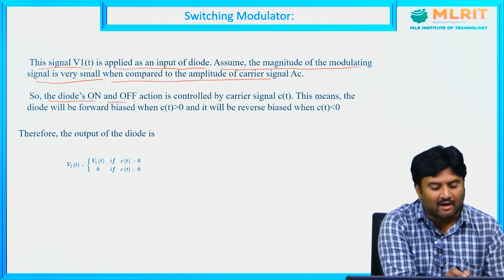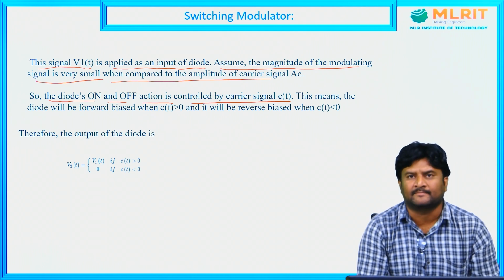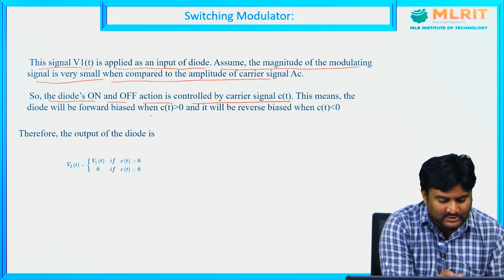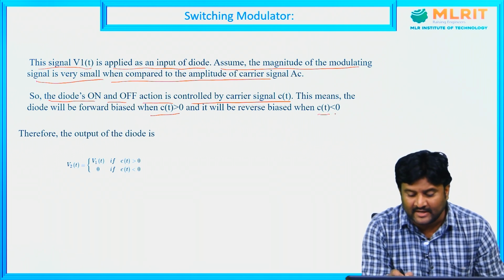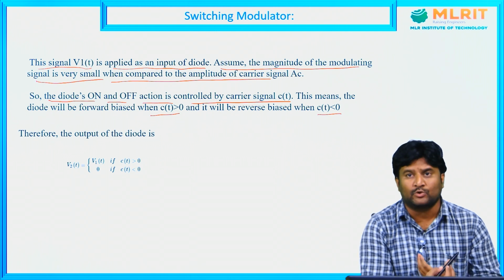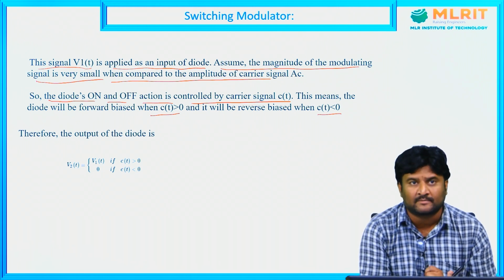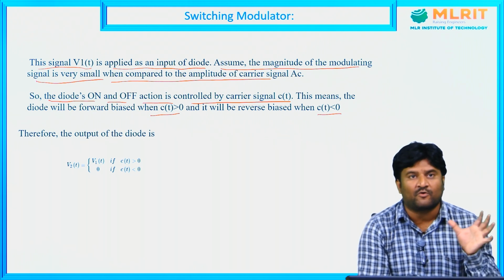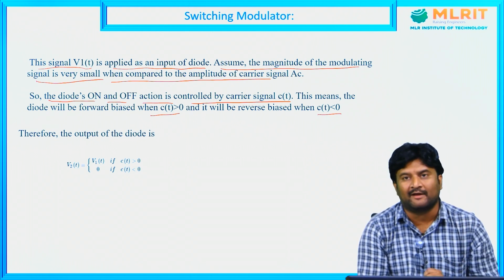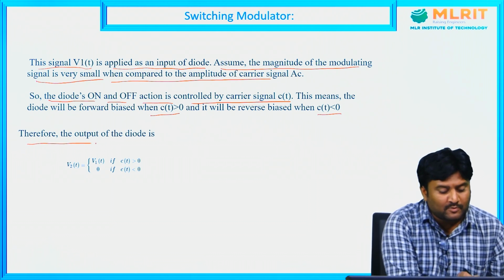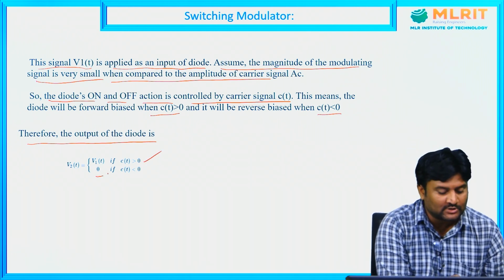The carrier amplitude is varying with respect to the message signal, so the diode's on and off action is controlled by the carrier signal C of t only. That means when C of t is greater than 0, as per the electronics point of view, it is high voltage, nothing but forward bias. When C of t is less than 0, it is a zero voltage or negative voltage, nothing but reverse bias. Under forward bias, the diode is a closed switch. Under reverse bias, the diode is an open switch. Therefore, with respect to the carrier amplitude, at the high level the diode is closed and at the low level the diode is open. Therefore, the output of the diode is V2 of t equal to V1 of t if C of t is greater than 0, and 0 if C of t is less than 0.